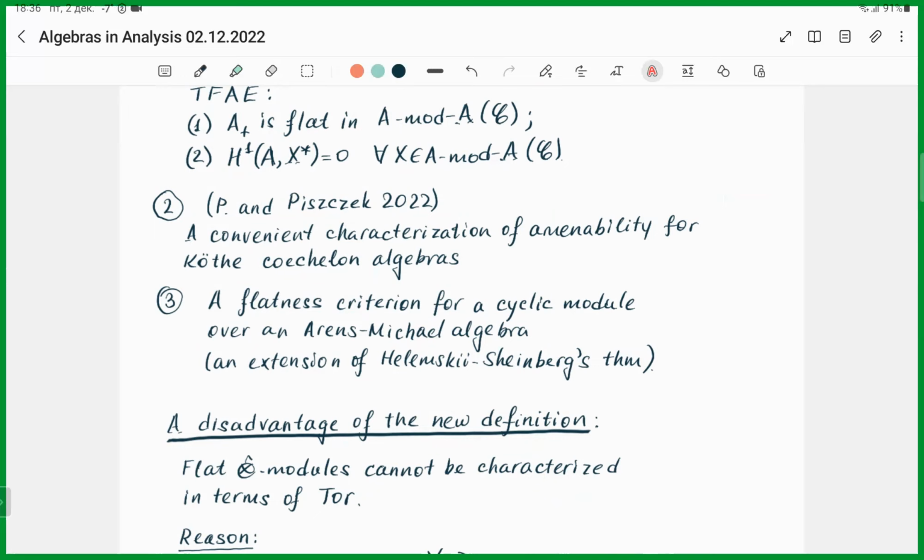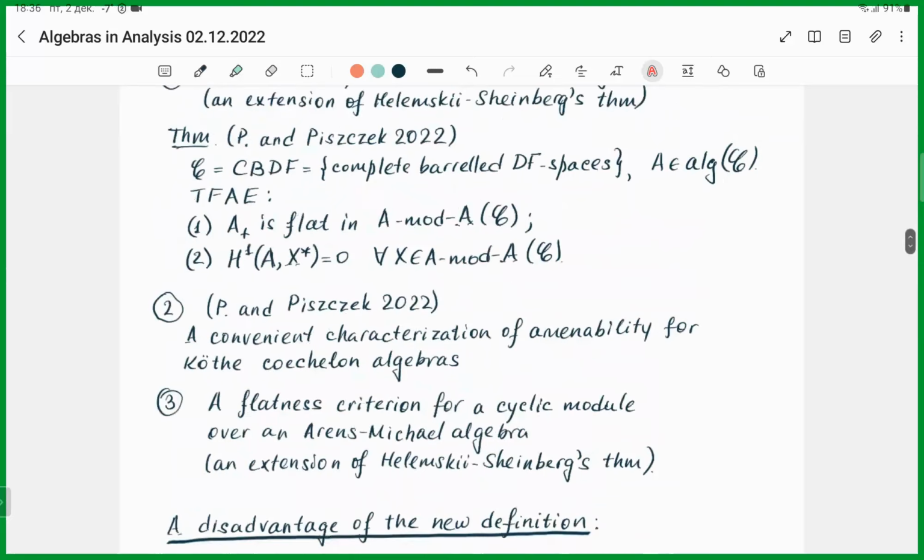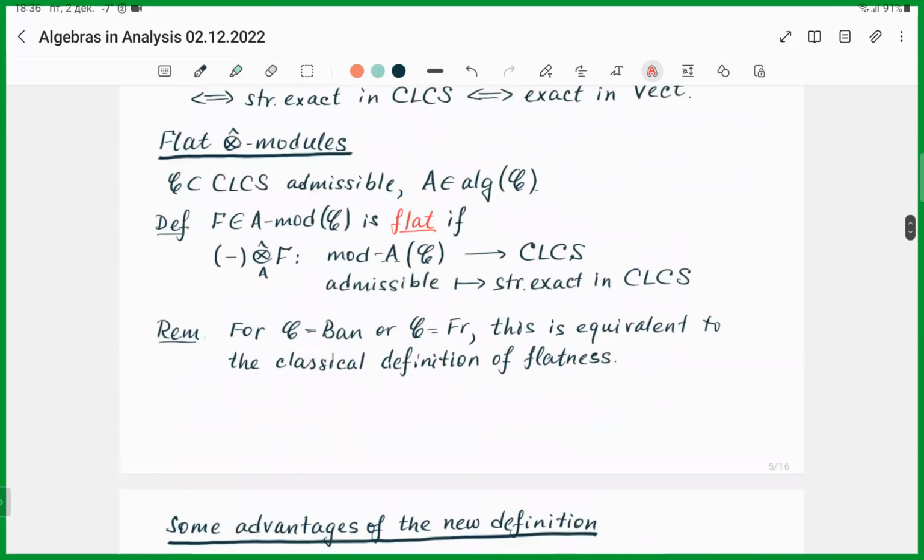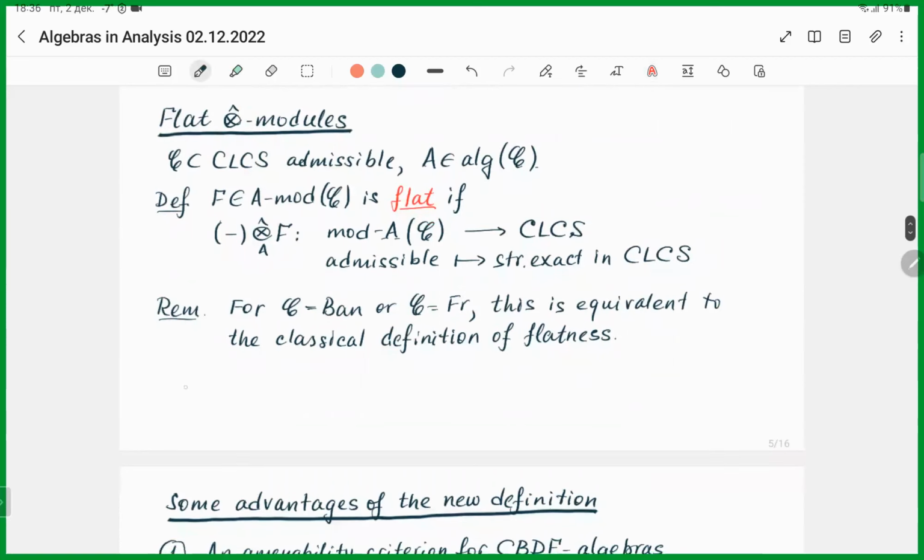By the way, I see now that I forgot to include here a characterization of flatness in terms of the Tor functor for Banach modules and for Fréchet modules. So let me add it now. Fortunately, I have a little space here. So let me recall the following result. Again, at this point, we assume that C is either the category of Banach spaces or the category of Fréchet spaces.